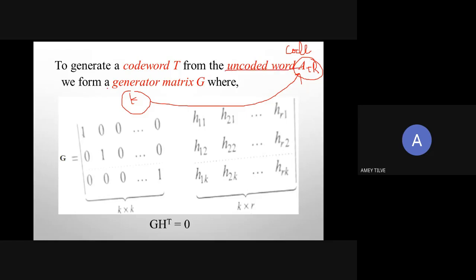Uncoded word A. To generate the code word T, from the uncoded word we require a generator matrix. So what is the generator matrix? Just write this. Generator matrix is nothing but your identity matrix multiplied by H transpose. So just keep this in mind. Generator matrix is nothing but your identity matrix multiplied by H transpose.